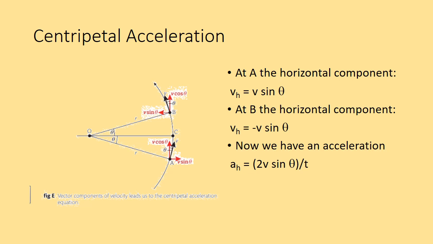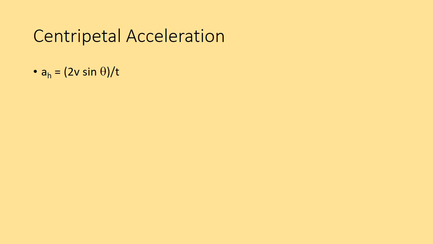And so we have an acceleration, where we have a change in velocity divided by time. The change in velocity, the final velocity is minus v sine theta, minus the initial v sine theta, gives you 2v sine theta. Okay, it's 2 times v sine theta, all divided by t. So 2v sine theta divided by t is the acceleration in the horizontal direction.